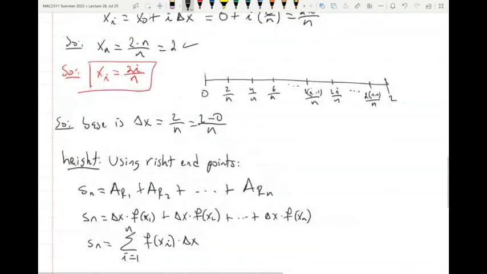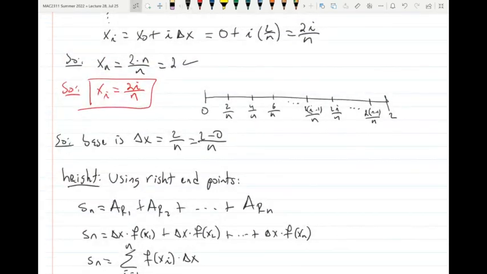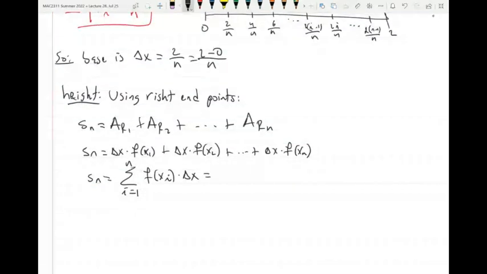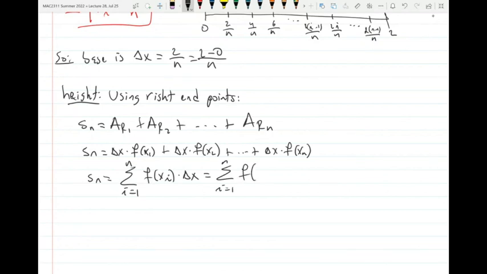What's the formula of xi? It's 2i over n. Okay? So this is going to be equal to the sum from 1 to n of f of 2i over n times delta x. But what's delta x equal to? 2 over n. You okay with this? Just plug in what we have. So this right here is a formula now for Sn.